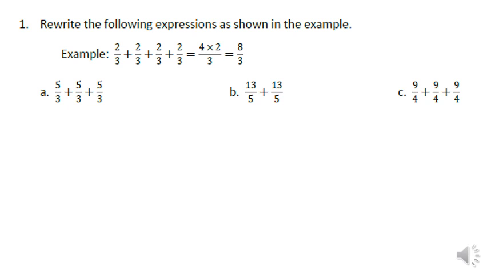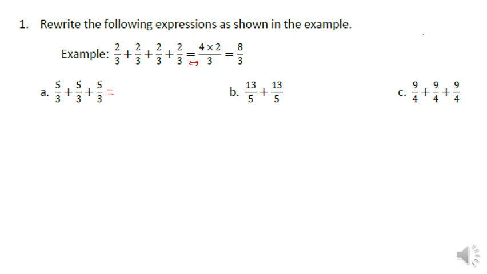Okay, in question 1, as you can see in the example, it's saying we have 2/3 plus 2/3 plus 2/3 plus 2/3. Now that's actually repeated addition, and we know when we're adding like fractions, the denominator stays the same, and adding 2 four times is the same as doing 4 times 2. So our answer ends up being 8/3.